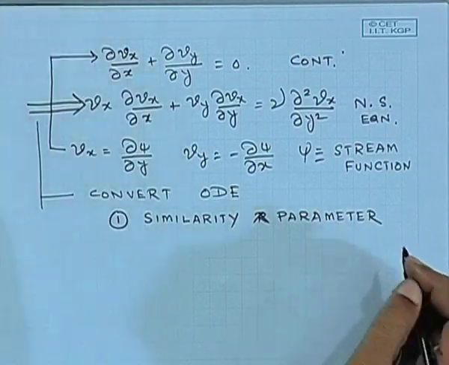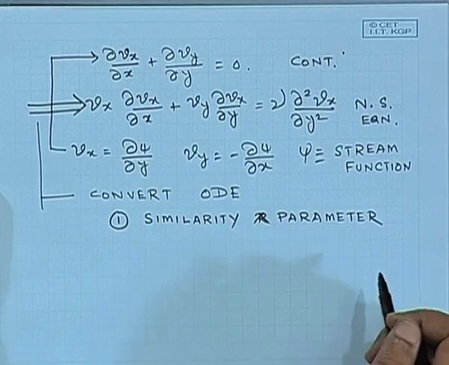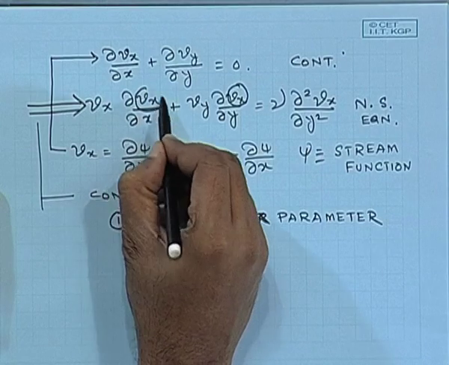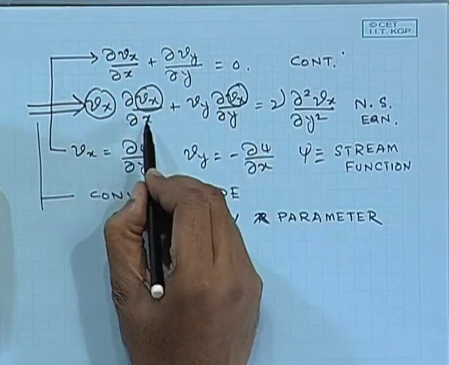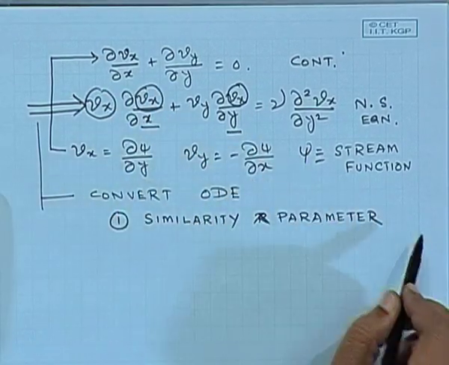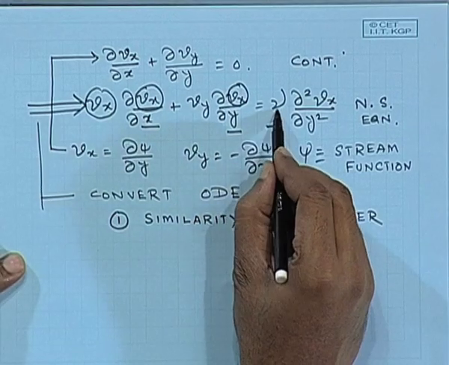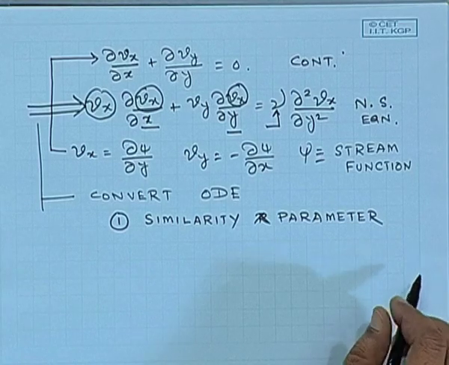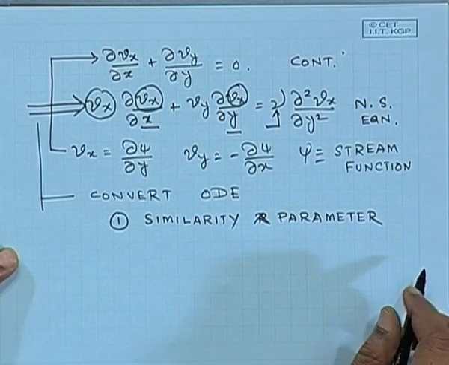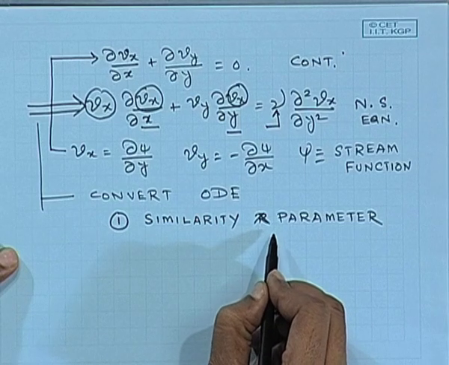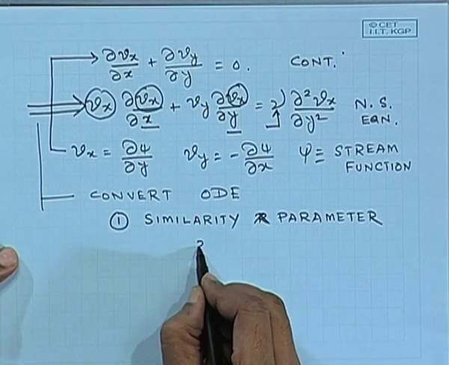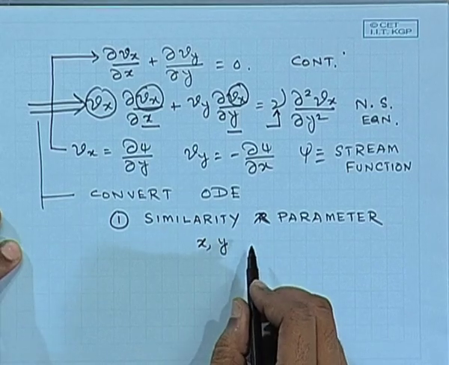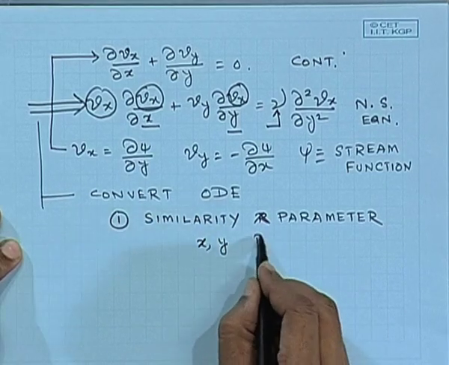The similarity parameter approach is very simple. What we can see here, that my Vx, this is the dependent variable and the independent variables are y and x. It also contains some physical property, that is the kinematic viscosity. So, can we define a new variable, a new independent variable which will contain both x and y, and it may contain some constants which are basically going to be physical properties.